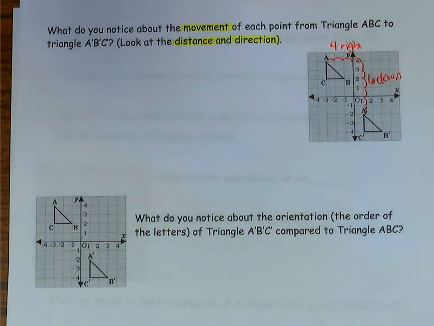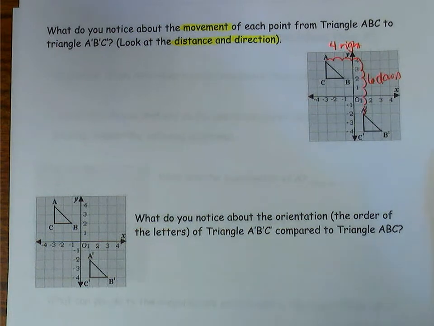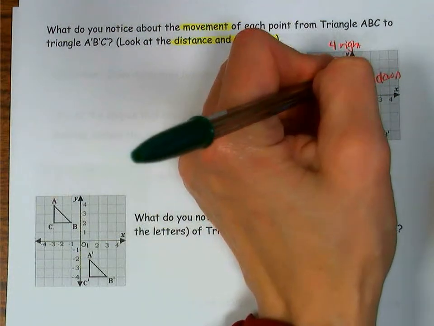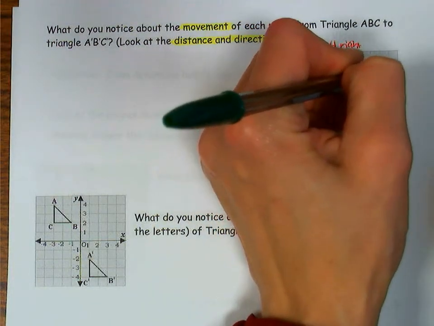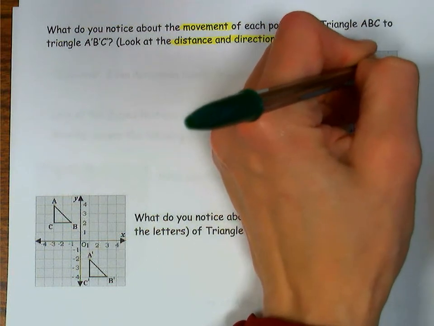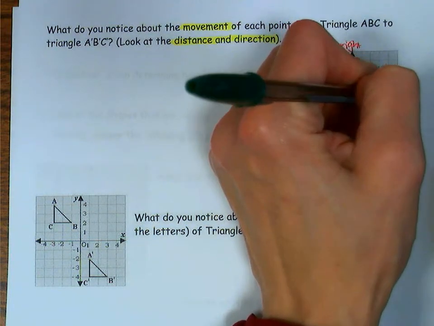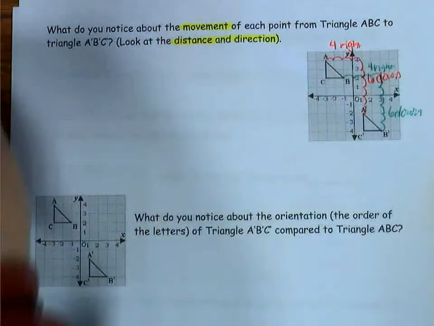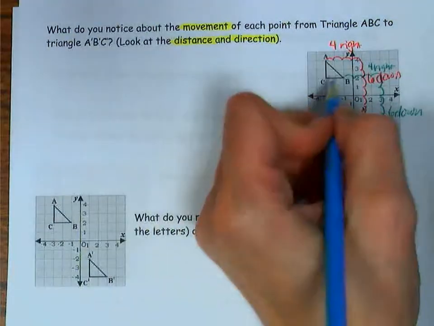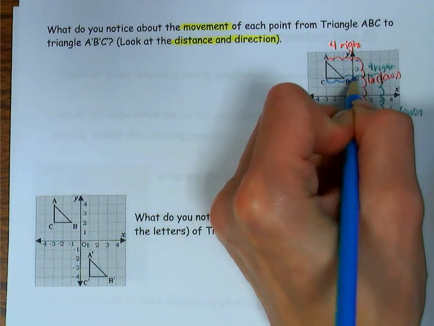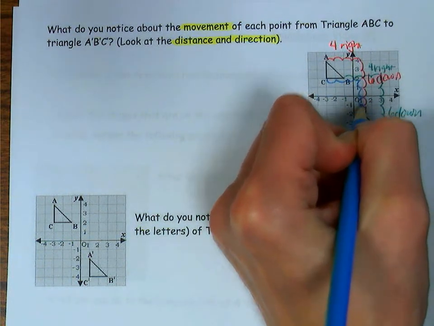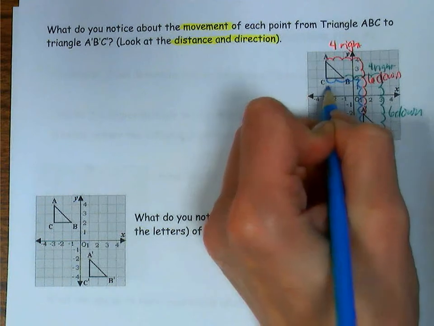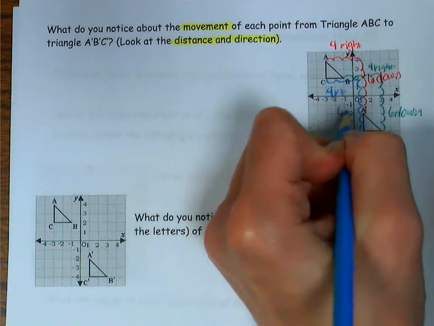Well, let's see if this holds true for the other points as well. So B, 1, 2, 3, 4 right, and 6 down. And let's give it a go with vertex C. 1, 2, 3, 4, 1, 2, 3, 4, 5, 6, indeed, 4 right, 6 down.